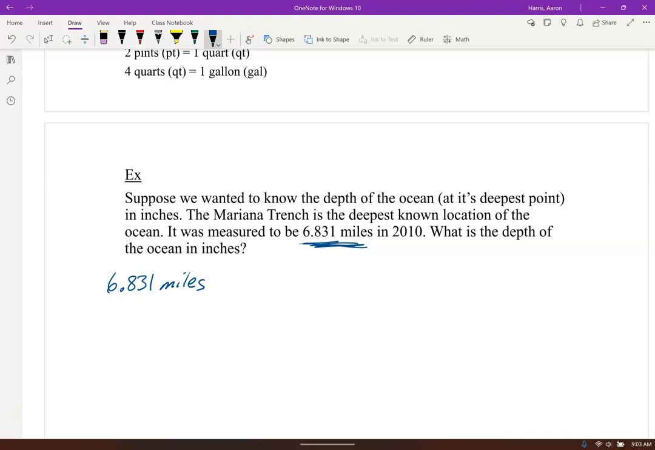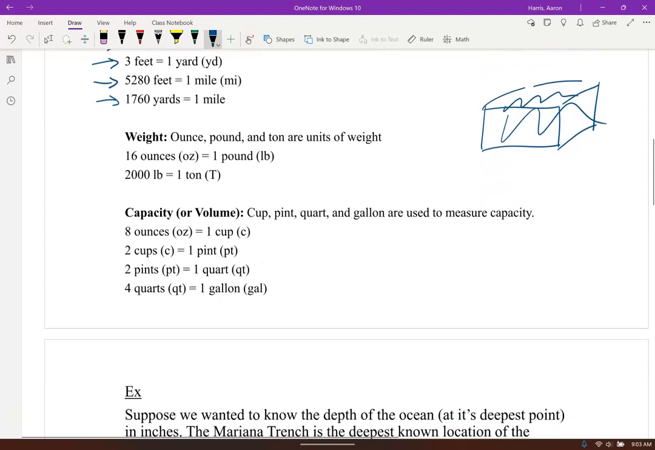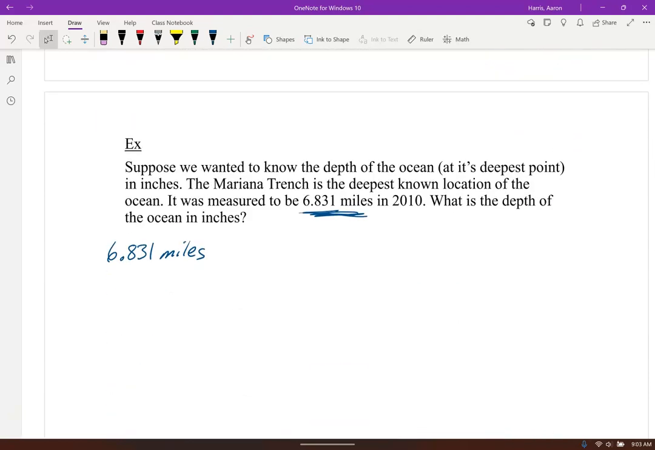Well, first of all, if we look up here, we have 5,280 feet in a mile. So we're going to go from miles to feet, and then we'll go to inches. So we know there's 5,280 feet in a mile, and then we know there's 12 inches in 1 foot. We're going to use what's called dimensional analysis to convert miles to feet and feet to inches. So, number one, let's go miles to feet.